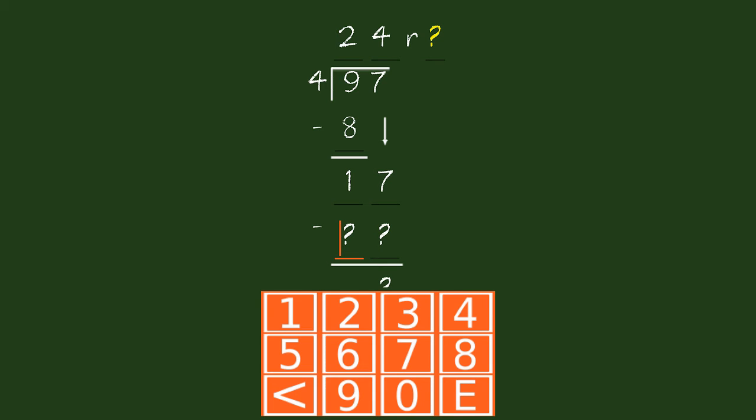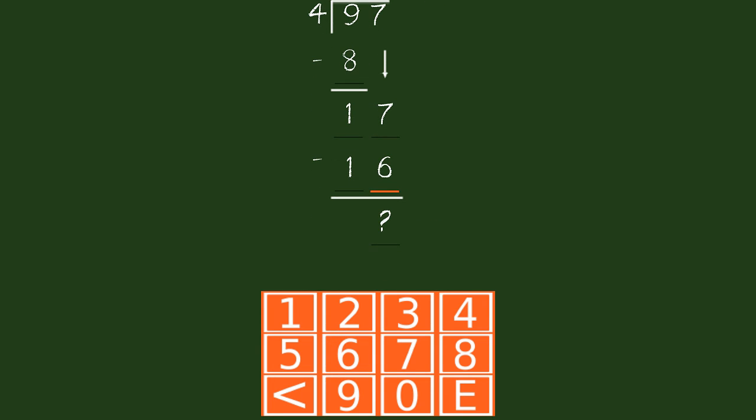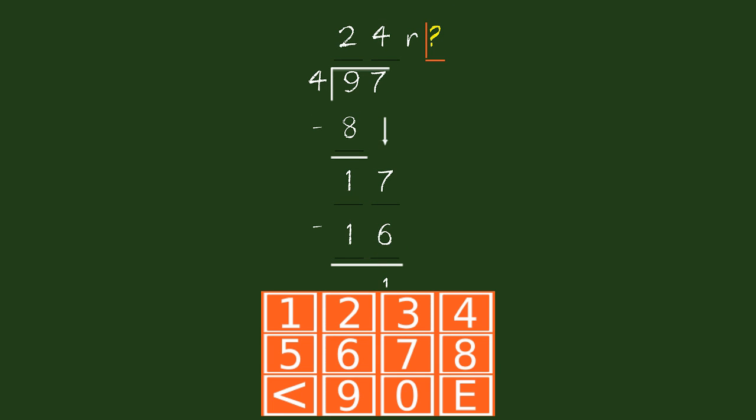Touch the question mark and the 1 on the keyboard to put the 1 of the 16 here, and then the question mark next to it and the 6 on the keyboard to put a 6 here. Now subtract this 16 from the 17. 17 minus 16 equals 1, so touch the question mark down here and the 1 on the keyboard to put a 1 there. This is our remainder, so touch the question mark in the remainder location and the 1 on the keyboard to put a 1 there. Now we have our answer. So 97 divided by 4 equals 24, remainder 1.